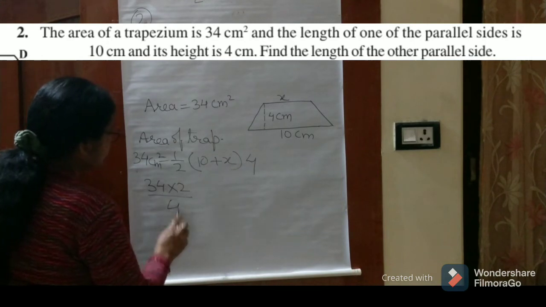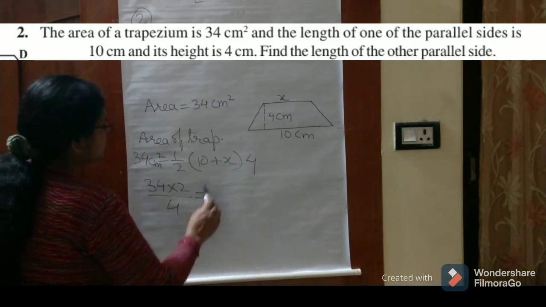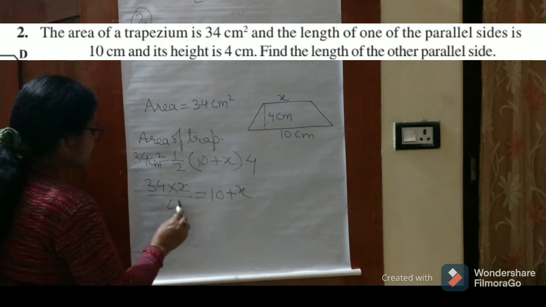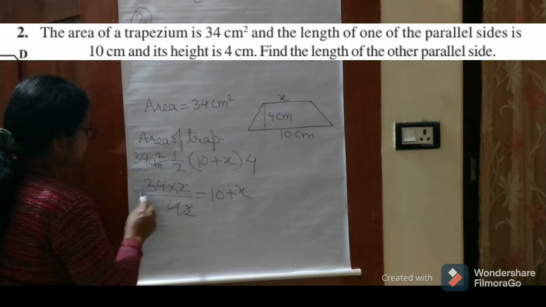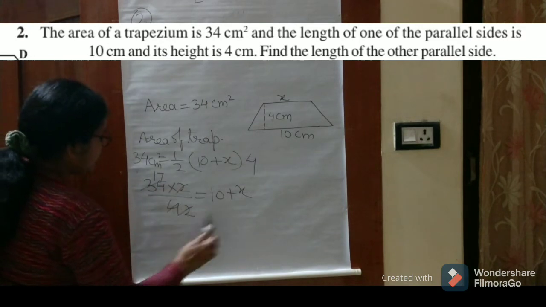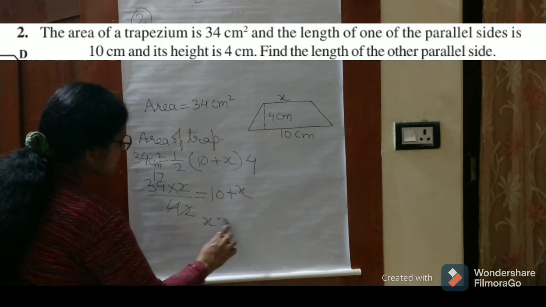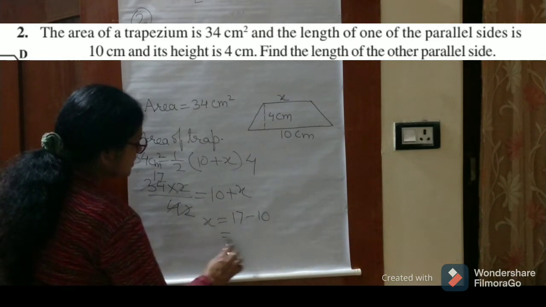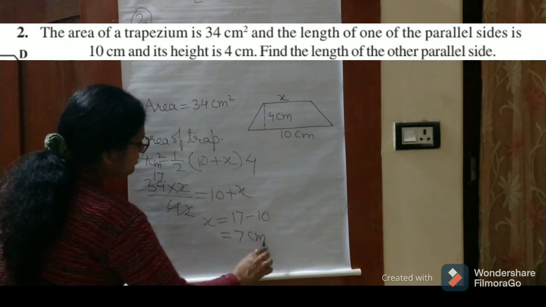this will be here, and now what will remain here is 10 plus x. When we solve this, 2 2s are 4, 2 cancels 34 to 17. Now value of x is 17 minus 10, that is 7 centimeter.